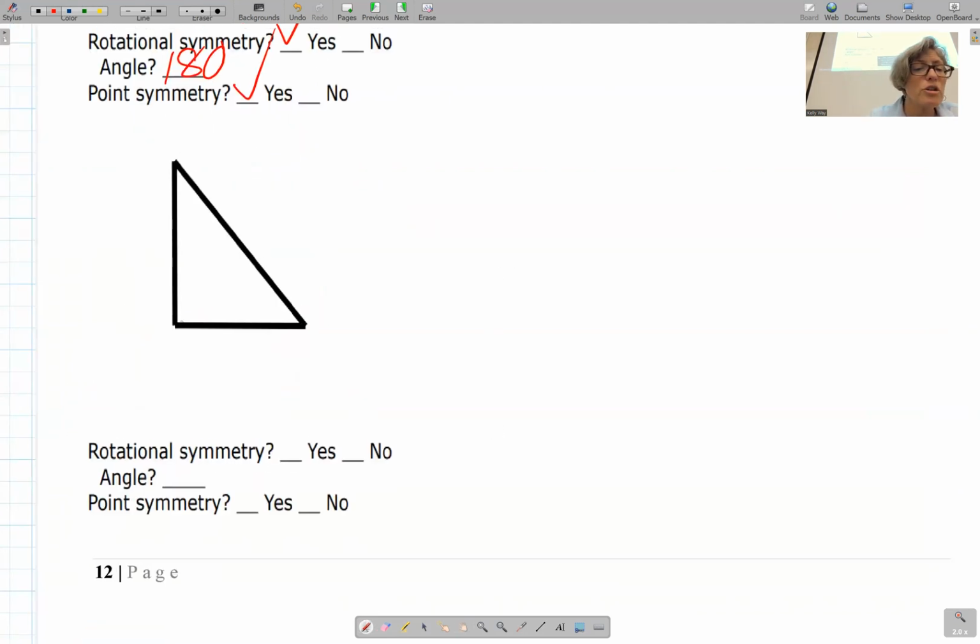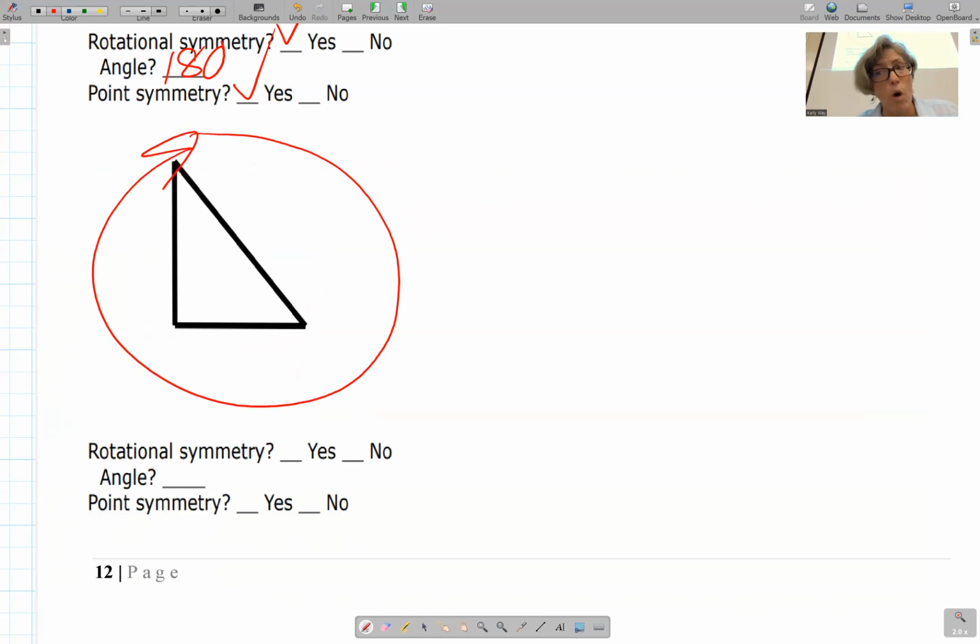Does this have rotational symmetry? Means can you turn it less than 360 and get the same image? The answer is no. To get the same image here, you'd have to go all the way around 360. So if it does not have rotational symmetry, you don't have to worry about that angle, and it does not have point symmetry.